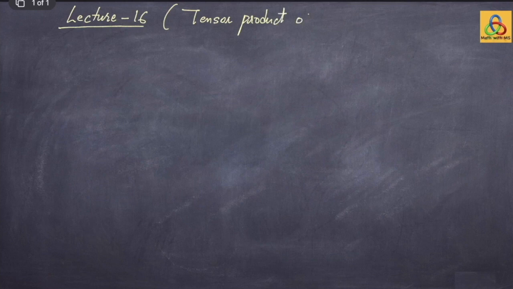Welcome to the representation theory course. This is the 16th lecture. Today we are going to talk about tensor products of representations. This is a very useful construction and quite often it can be used for constructing irreducible representations of finite groups. So we will begin with some very basic ideas that you may already be aware of.